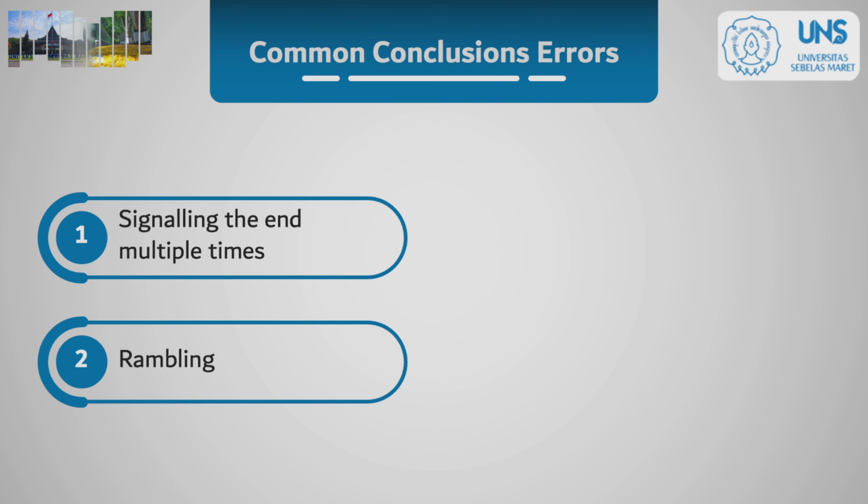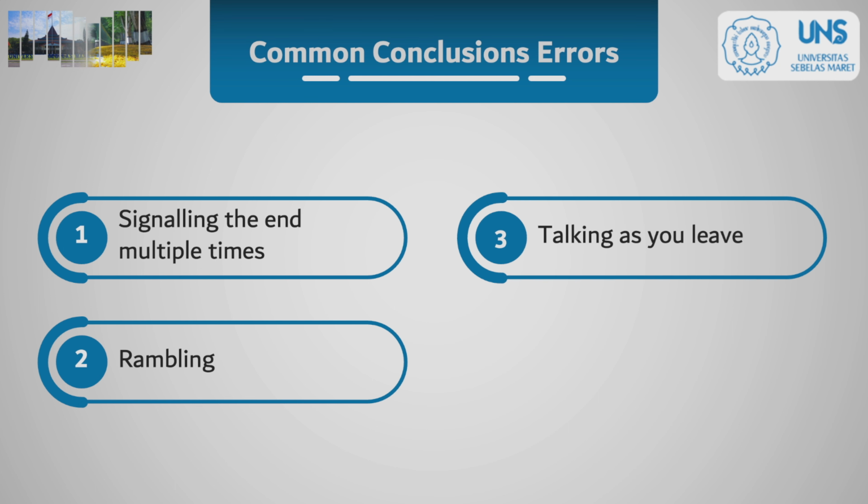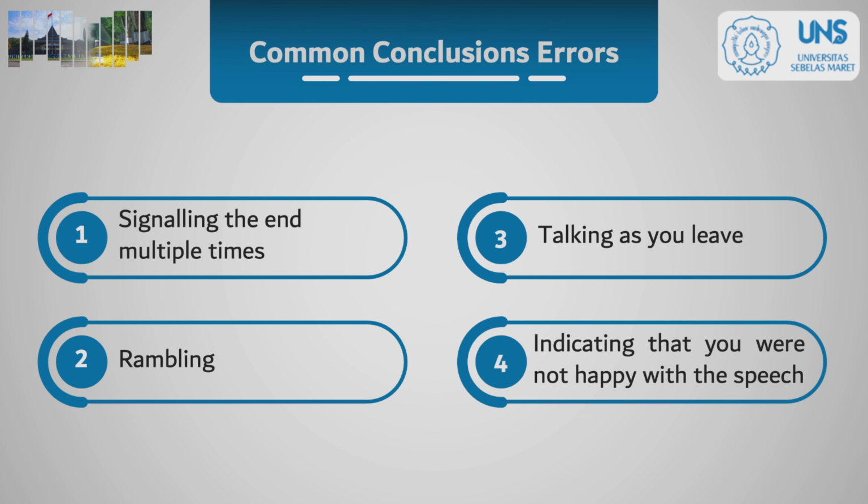Second, rambling. If you indicate the end, then end it. Third, speaking as you leave the platform or lectern. Fourth, showing your dissatisfaction with the speech through facial expression or body language.